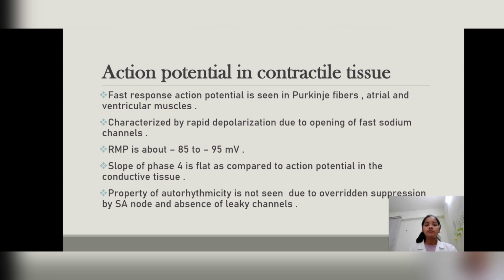Why do they show fast action potential? Because they have fast sodium channels. They open very fast, so rapid depolarization occurs in them. Resting membrane potential in these tissues is about -85 to -90 millivolt. Slope of phase 4 in these is flat as compared to action potential in conductive tissue. These tissues do not show the property of autorhythmicity because of overriding suppression by the SA node and absence of sodium leaky channels.